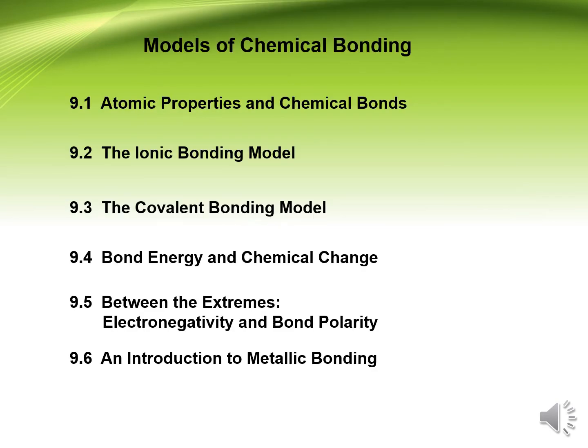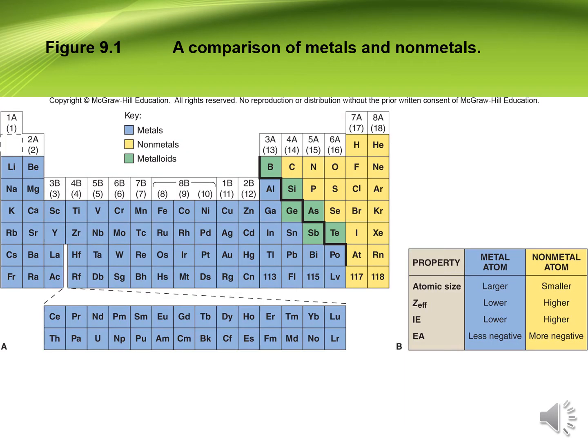Okay, for today's topic, I just want to focus on the ionic bonding model. This table shows you the position of metal and non-metal in the periodic table. What is important here is that you must know the properties of metal and non-metal in terms of atomic size, effective nuclear charge, ionization energy, and electron affinity.